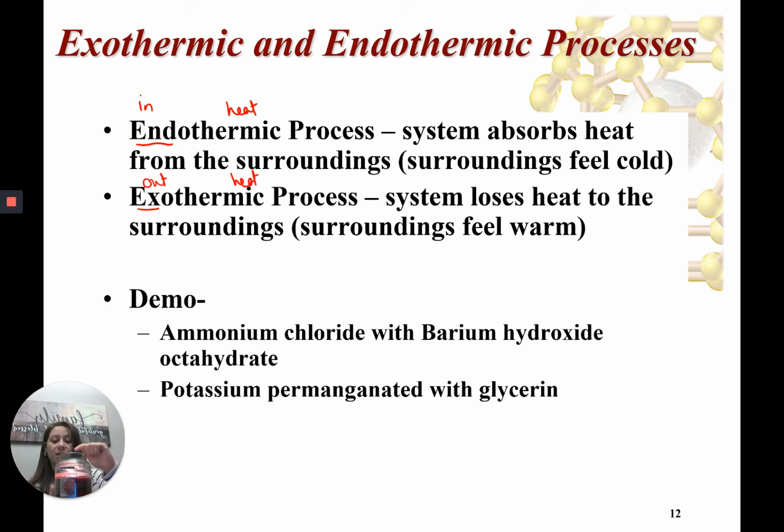So as the candle burns, it's dropping in potential energy. Its particles are rearranging and dropping in potential energy, and it's giving off that energy. The energy is going out of the system to the surroundings, and I'm part of the surroundings, so I feel warm. And the air around it feels warm. So that's an exothermic process. So any type of combustion reaction, or any type of explosion, or any type of reaction that gives off heat, that is going to be an exothermic process.